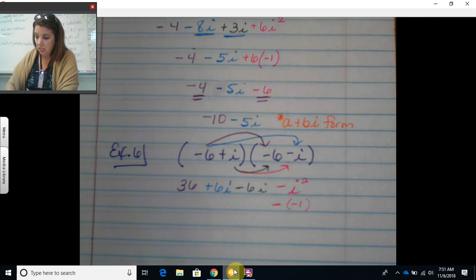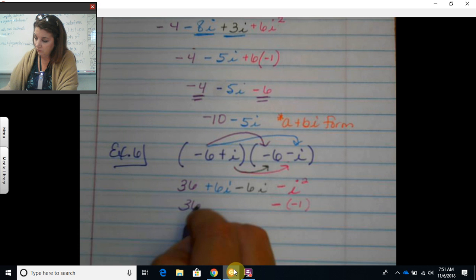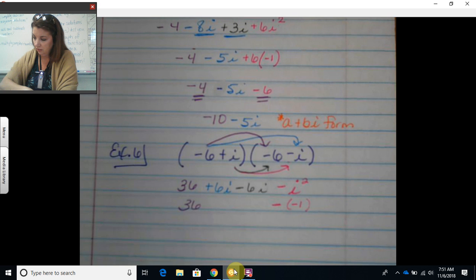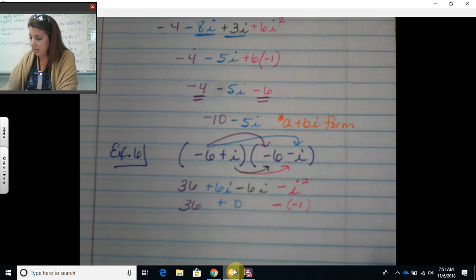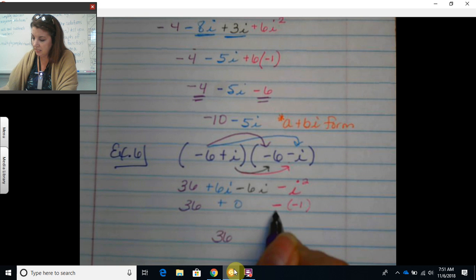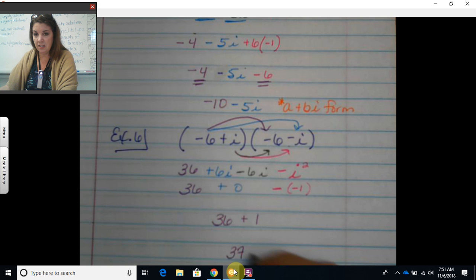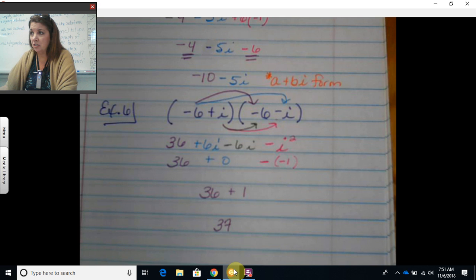So bring down your 36. What's positive 6i minus 6i? 0, right? They cancel, or I'll write plus 0 now because I have all the room. Okay, so basically I have 36 plus 0 is 36, and a minus a negative becomes a positive 1. And so that gives me 37. So now, even though we started with complex numbers, the result is just a real number. We don't have an imaginary part, so we do not have an imaginary answer. Okay? Y'all cool with this? Ready to do the classwork assignment that'll be due today? Awesome.